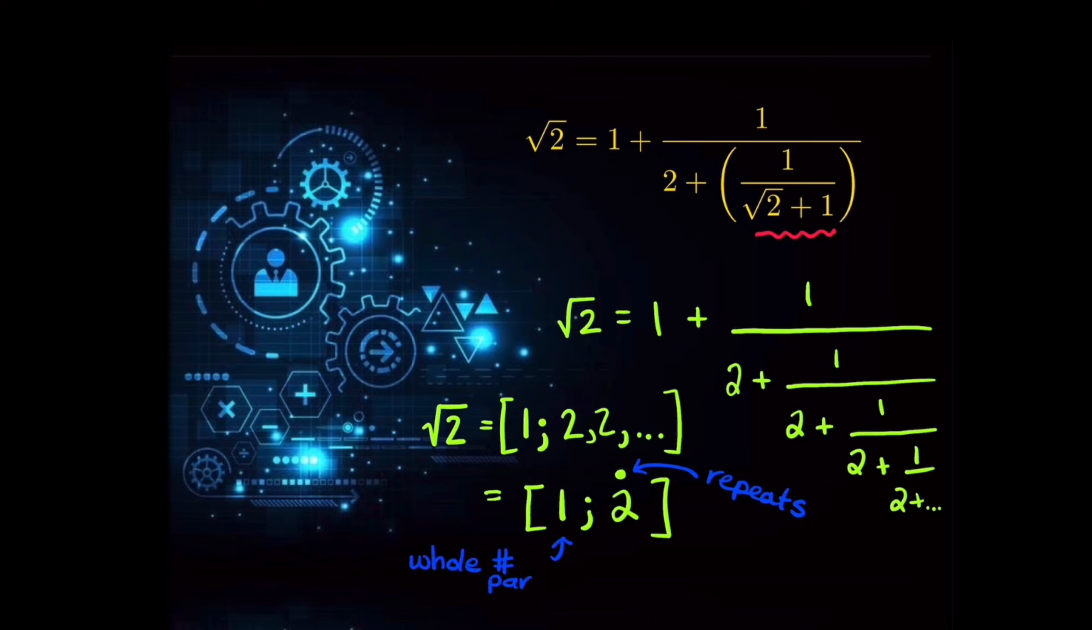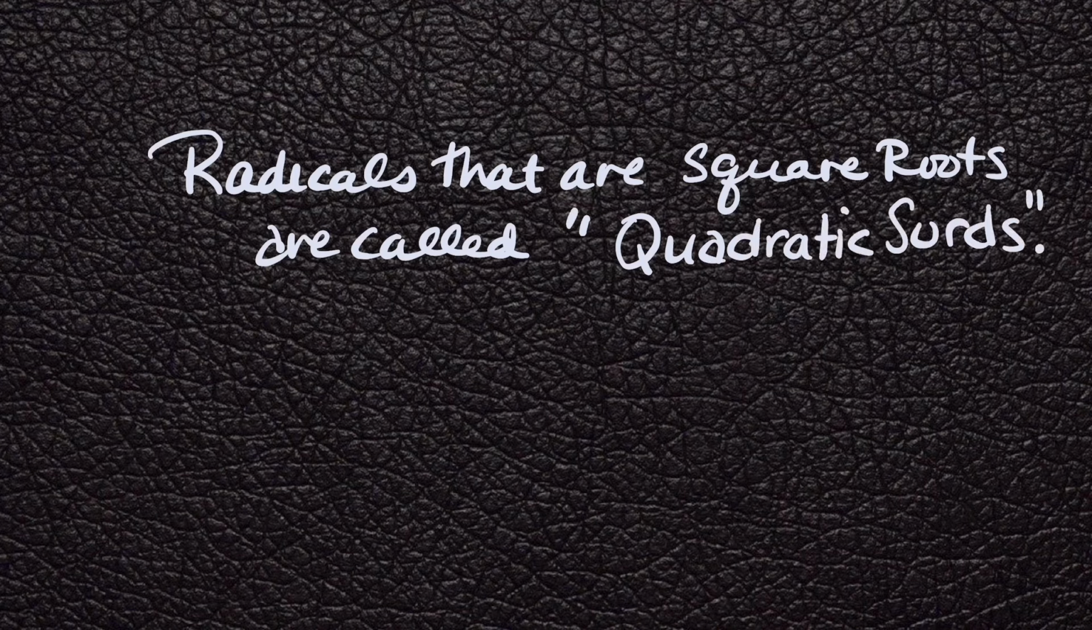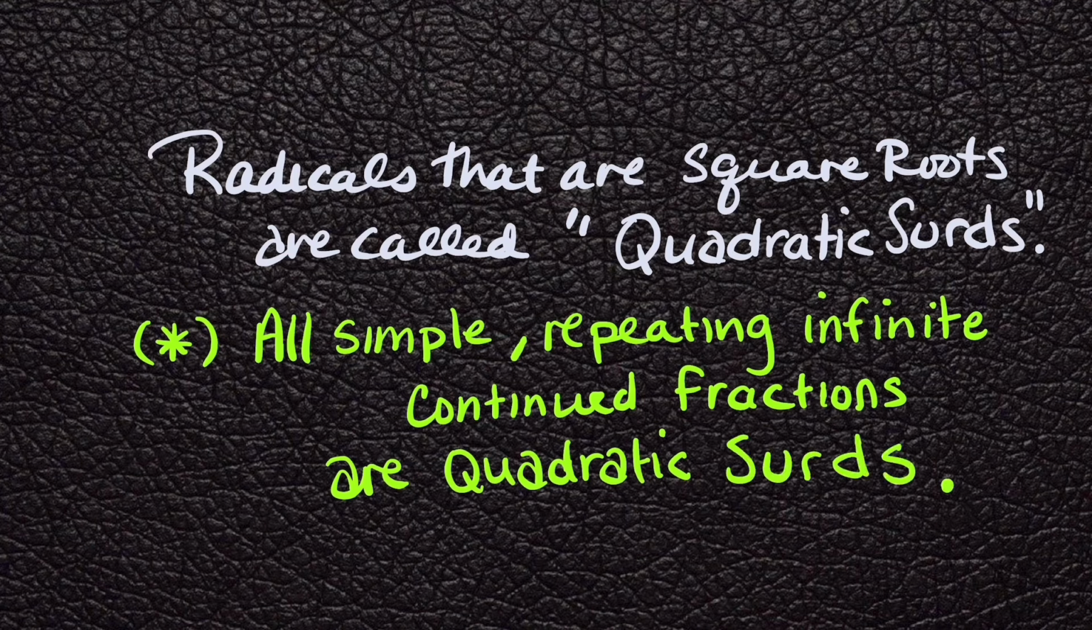And so what we will see is that square roots can always be written as an infinite, simple, continued fraction. Now, radicals are square roots, and they are known as quadratic surds. The thing about continued fractions is that all simple, repeating, infinite, continued fractions are quadratic surds, that are square roots.